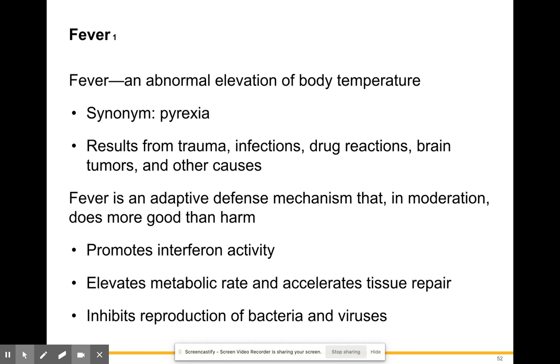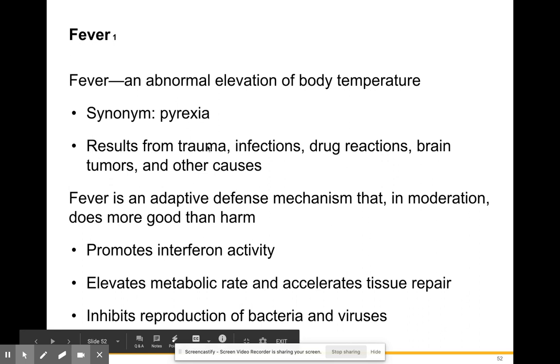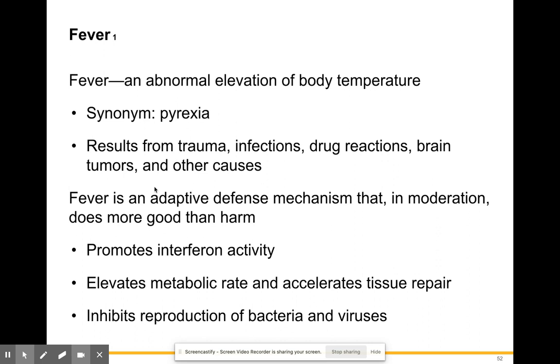And you can get fevers in lots of different ways. You can get fevers from a trauma, right? If you hit your thumb with a hammer, you're going to get inflammation, and that might cause swelling and things like that. But fevers are typically going to be due to infections, right? You can get a fever from a drug interaction, brain tumors. Lots of things can cause fevers. Okay, and a fever is an adaptive defense mechanism that is supposed to do more good than harm.